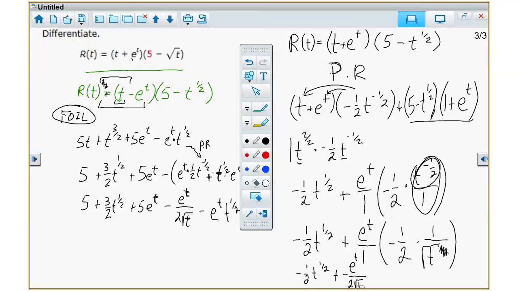Negative e to the t over 2 square root of t. Let's see if that negative 1/2 t to the 1/2 is over there somewhere. Not yet, but we got this to go.